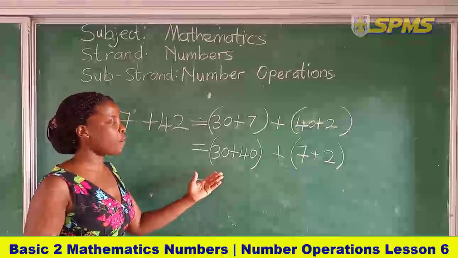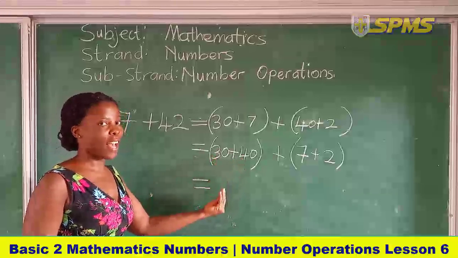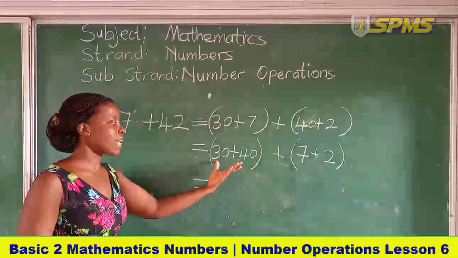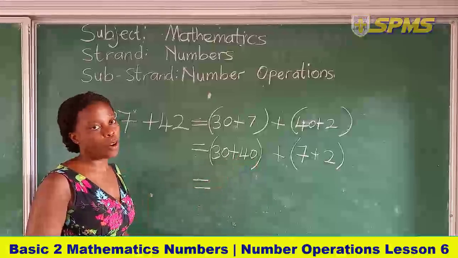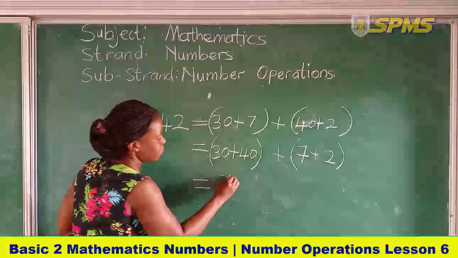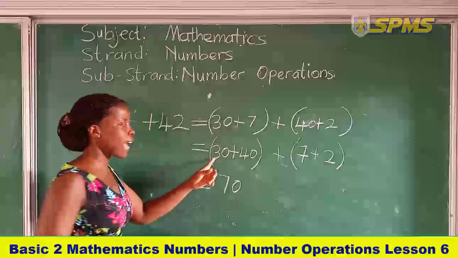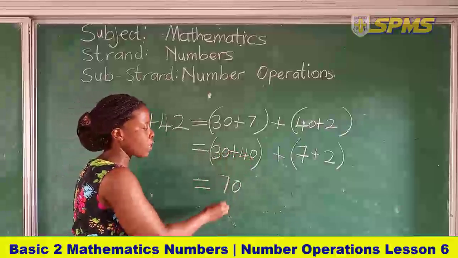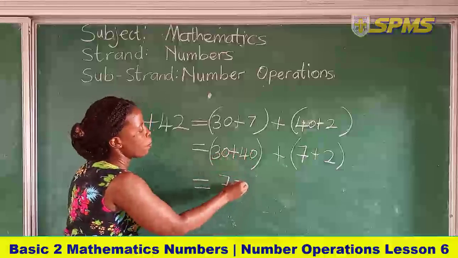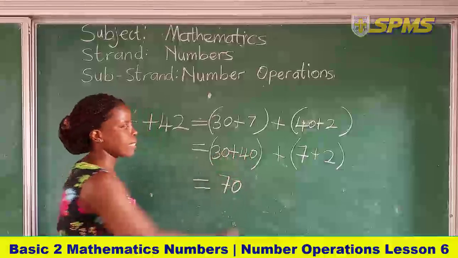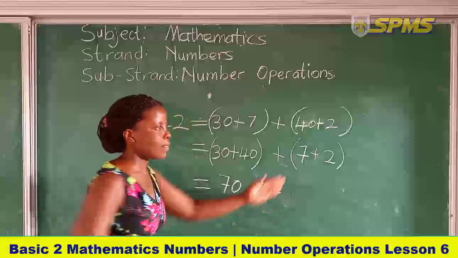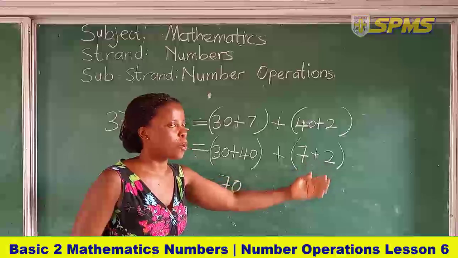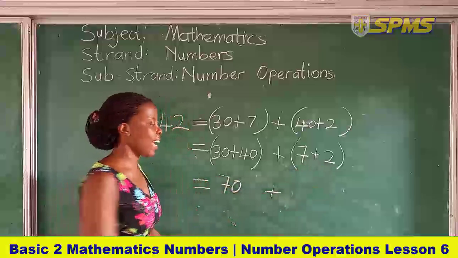Now it's going to be easy for you to add all the tens together and all the ones together. So 30 plus 40 will give you what? 70. I told you, you just add the numbers together and bring your 0. So 3 plus 4 is what? 7. Bring your 0. That is it. Bring your plus. The ones, put them together too. 7 plus 2 will give you what? 9.